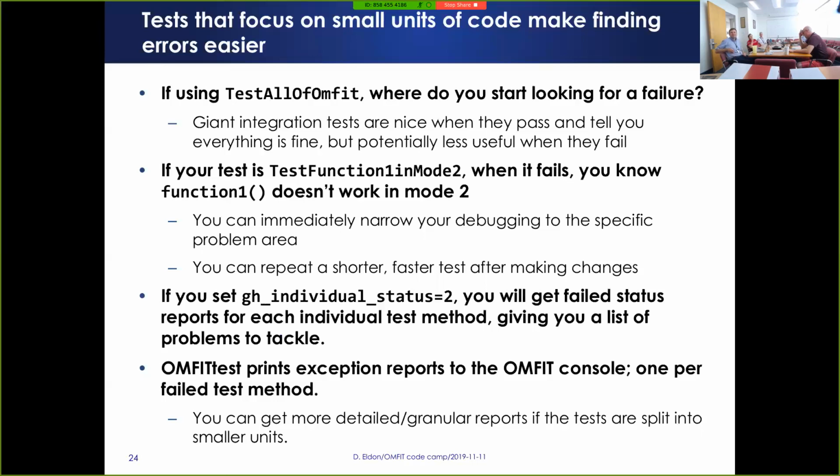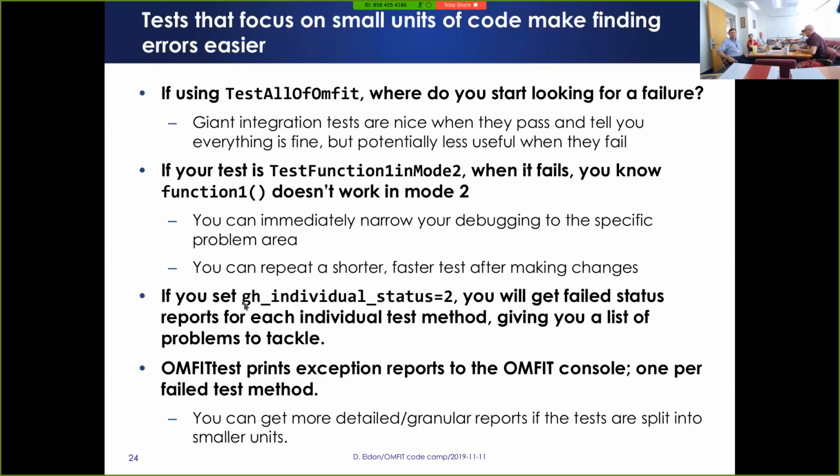But if it fails, you could end up reading a very long traceback, and you could get to the bottom of it, but wouldn't it be nice if your test instead said test function 1 in mode 2? Then if it fails, you know function 1 is bad, only in mode 2. And it zooms you in, so you start in the specific area where there's a problem, and you can deal with the shorter traceback.